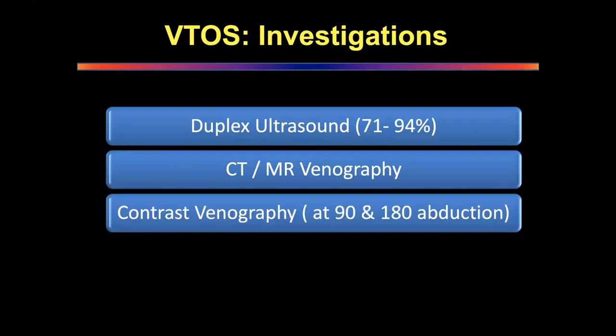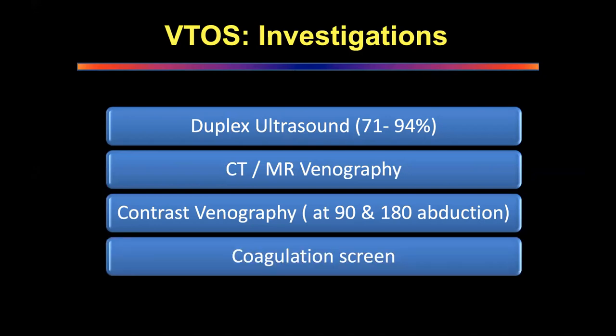Of course, don't forget about contrast venography, where you inject the contrast into the vein and you track its movement into the subclavian vein. But this test has to be done at various levels of movement. Abduction is the one that you need to do. So it's done at 90 degrees and at 180 degrees. And the tracking of the dye is done to reproduce the compression of the vein under the three areas that we showed. All of these should include a coagulation screen.